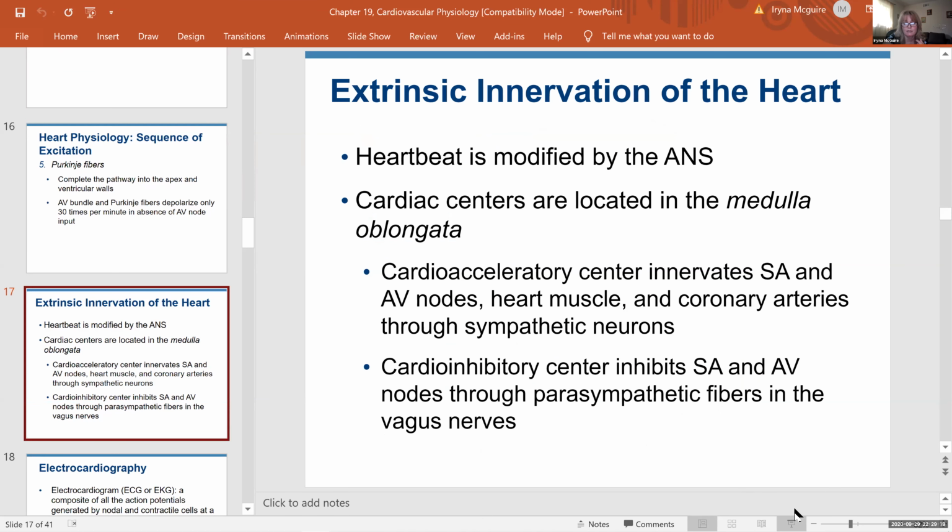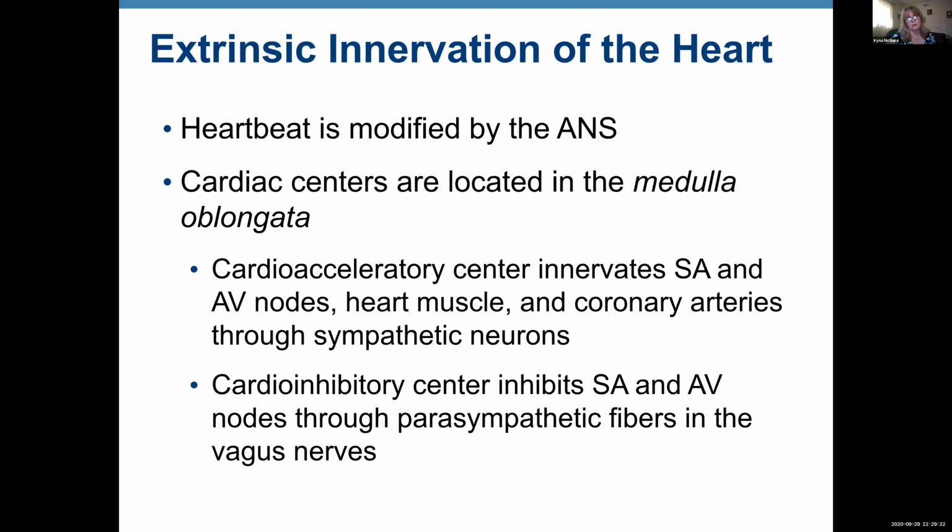And we said that those autorhythmic cells initiate and generate action potential without innervation, without signal from the nervous system. However, heartbeat is modified by the autonomic nervous system. Cardiac centers are located in the medulla oblongata, right? So even though we don't need the ANS to generate impulses, we do need it to increase or decrease heart rate, right? Because you don't want to have a constant heart rate.